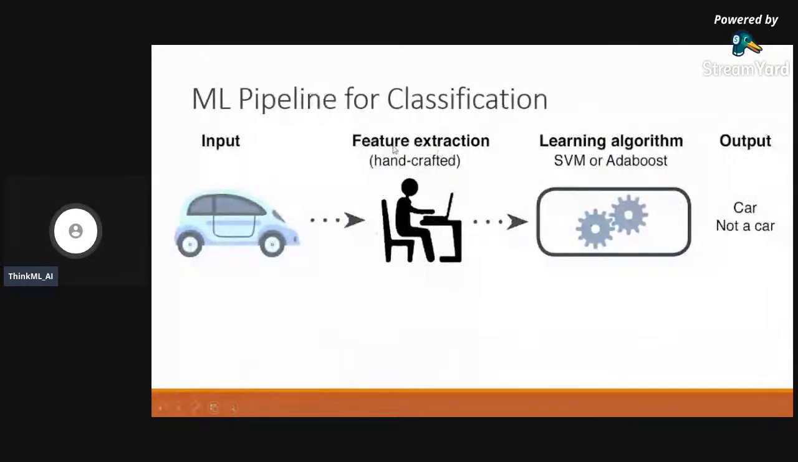Then we first need to do feature extraction, which means extracting some features from the input data. For example, in this image we can say there are two circular patterns which are wheels, there are windows, and the bonnet is in some round shape. These kinds of features can be there. The color of the car can also be one feature. After this feature extraction, we use a machine learning algorithm, for example SVM or AdaBoost. It will learn the pattern from the input features, and based on some criteria, it will say whether the image contains a car or not a car.